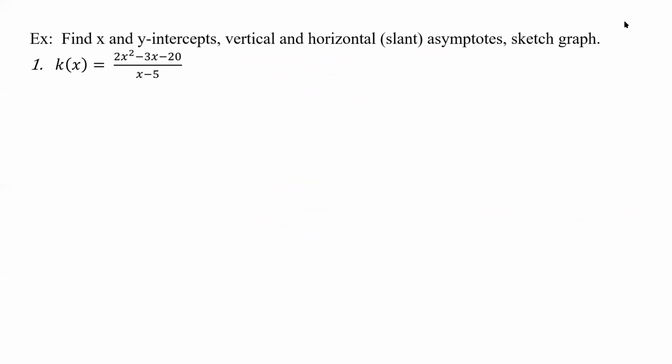All right, so now we know how to do slant asymptotes, vertical asymptotes, horizontal asymptotes, finding x and y intercepts. So let's add that all together and then sketch this graph.